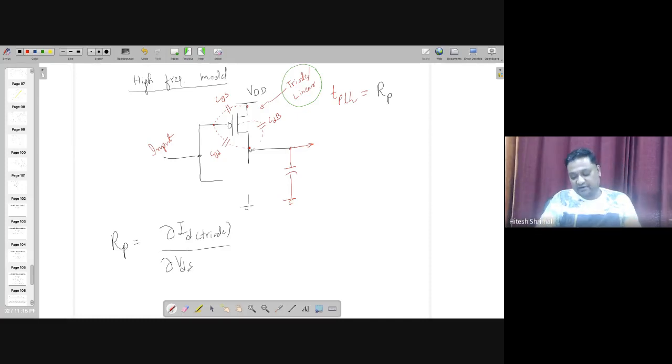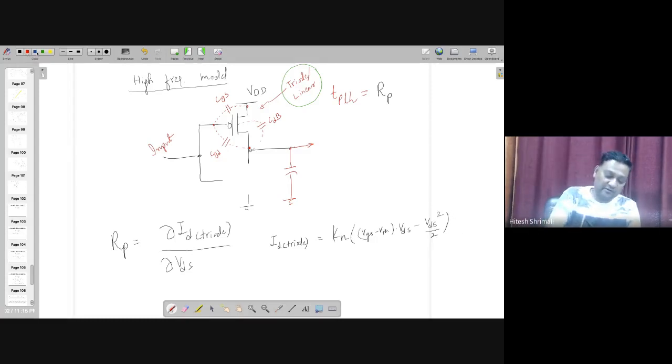So del ID by del VDS is going to give you the resistance, and ID triode is nothing but Kn times (VGS minus VTH) times VDS minus VDS square by 2. When I'm writing this equation, I am not assuming that there is channel length modulation. However, if you are interested, I suggest to add 1 plus lambda VDS, where lambda is a constant and it's a ratio of channel length L to the lateral diffused length of delta L. So L by delta L is going to give you the lambda.